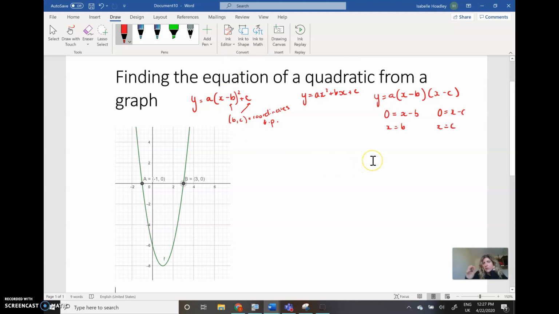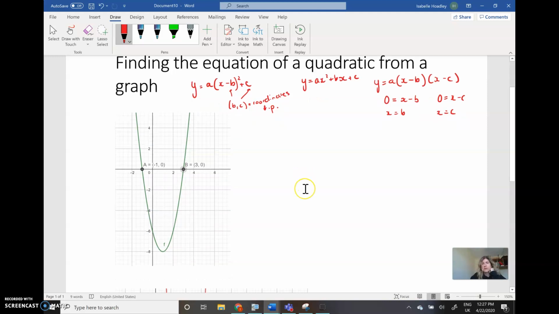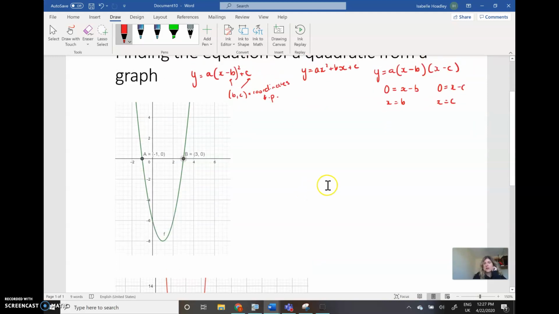And the way you decide on how you're going to get the equation of a quadratic from a graph depends on what information you have in your graph that you can see. So if I look at this one here, I can see that I have an x-intercept at A at -1, I also have a y-intercept, and another x-intercept b at 3. So I'm going to use my intercept form of my equation to find my final equation.